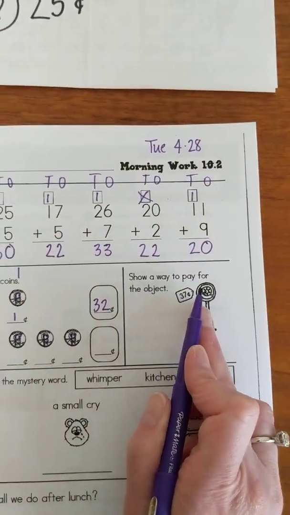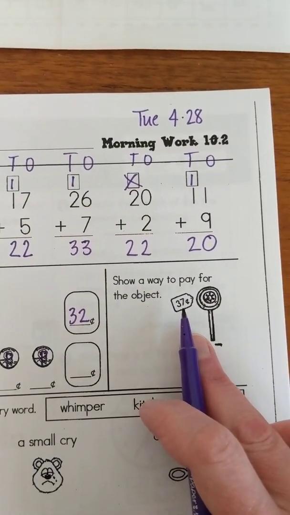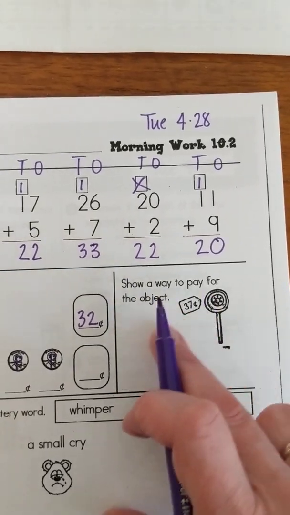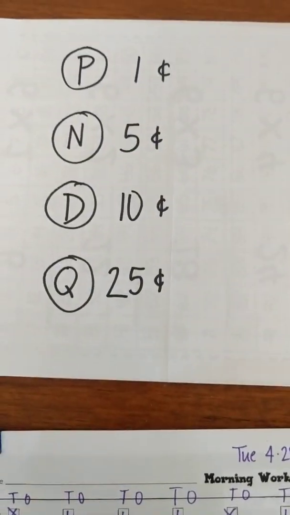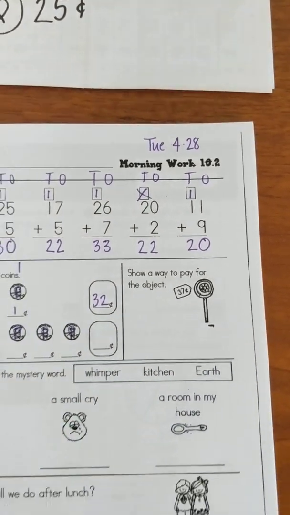Okay? Show a way to pay for the object. Well, we have a lollipop, it looks like, and it costs 37 cents. So you show me, using any combination of coins that you want, how you could make 37 cents. I'll have you do that one.